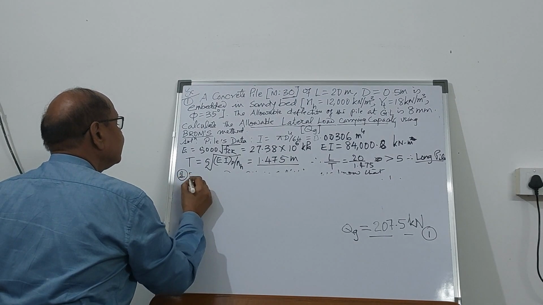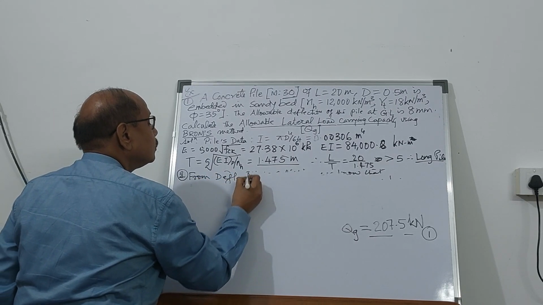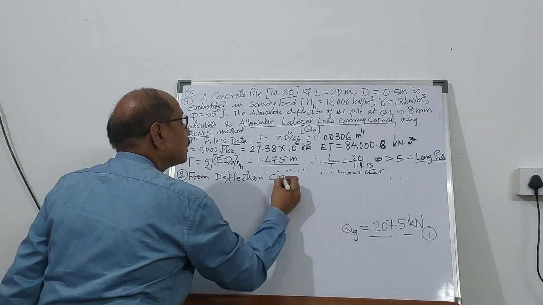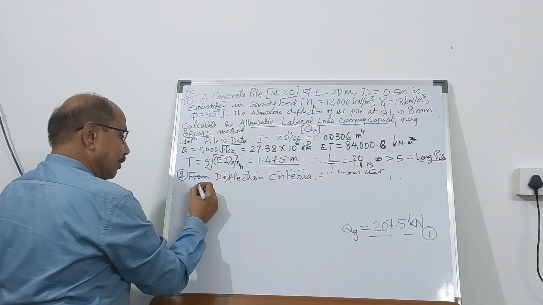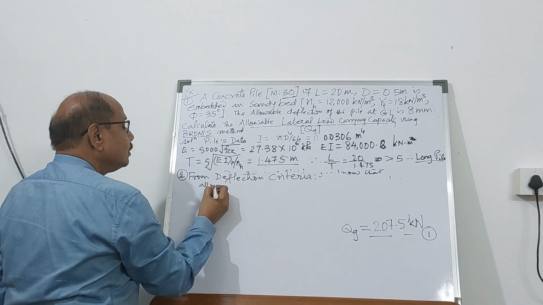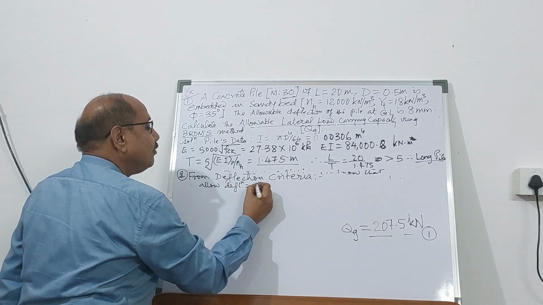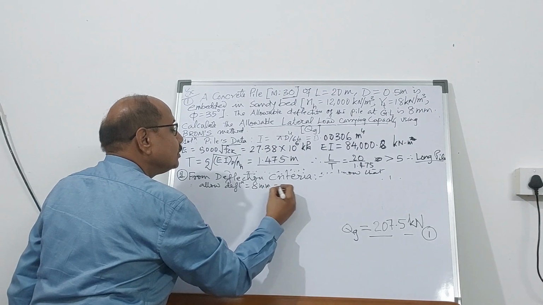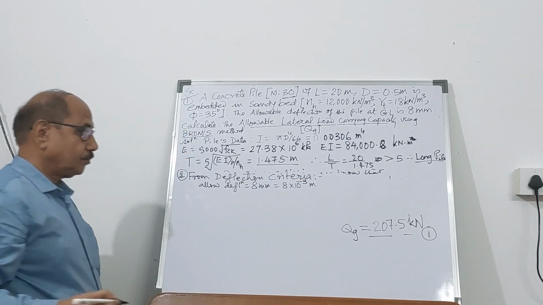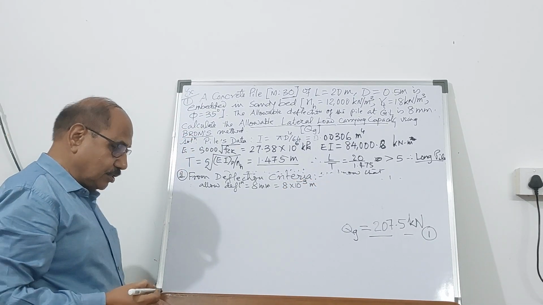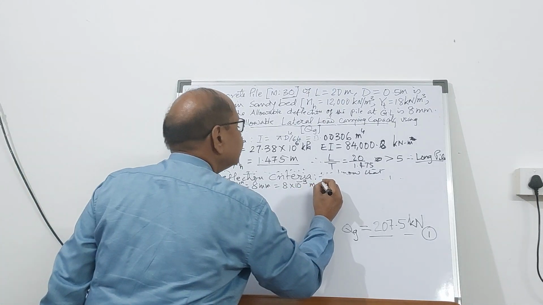So one answer from bending. Now the second one from deflection criteria. What is the allowable deflection? 8 mm. The allowable deflection at ground level is 8 mm. That is the allowable deflection. Once we have the allowable deflection, here what you will have to calculate is eta.